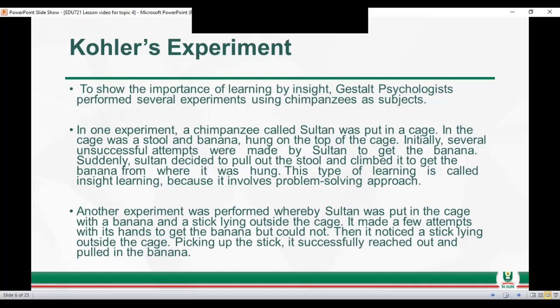Probably if Sultan were to follow the behaviorist type of learning, it would have waited for the banana to be brought to it to eat. But you can see the level of thinking that went into getting down those bunch of bananas.